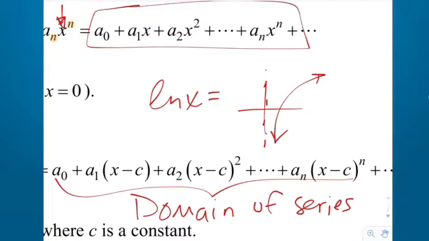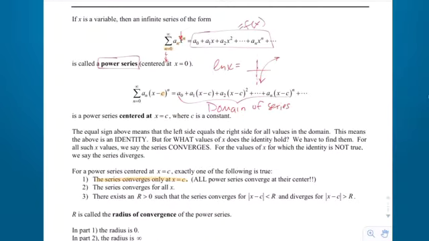So when we find the domain of a power series, we are finding the values of x for which the series that we're approximating with converges to the function which the series represents. Okay, so that's what it means to converge. It means that the series and the function value have the exact same values. Got it? We're using infinitely many terms.